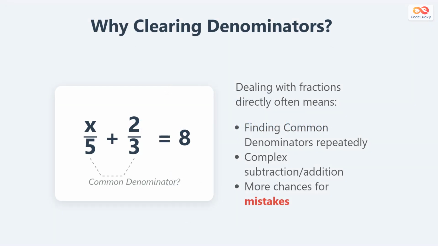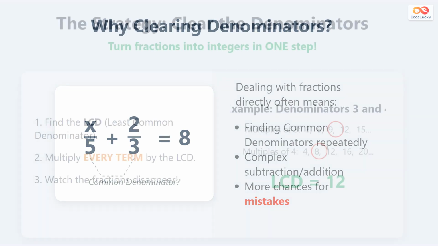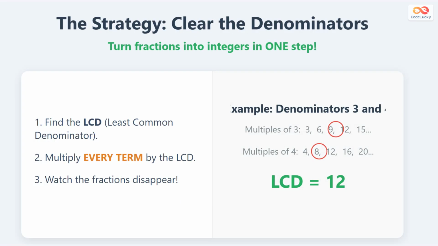When you see an equation like x over 5 plus 2 over 3 equals 8, your first instinct might be to find a common denominator just to add the fractions on the left. That works, but it is slow, messy, and prone to arithmetic mistakes. There is a better way.